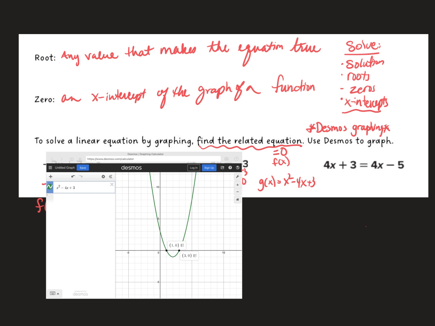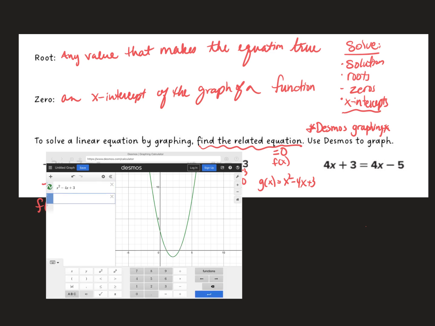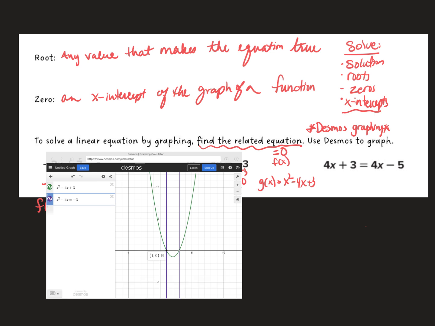I want to enter that equation as it was. I don't remember what it looked like. Let me see if I can find my piece of paper. Here we go. So x squared minus 4x equals negative 3. So the graph looks different, but it does have the same x-intercepts. So I do believe that will work 100% of the time.